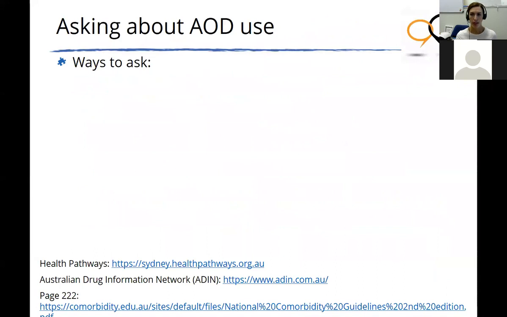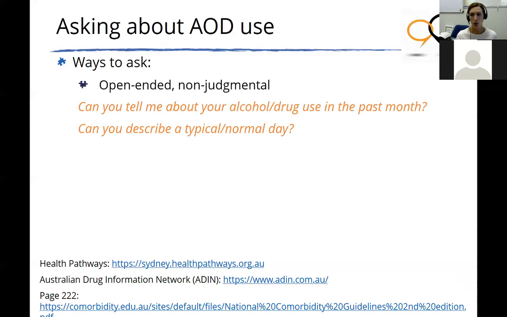But if clients are asked directly about their AOD use in a non-judgmental way, with open-ended questions within a therapeutic relationship, they're more likely to talk about their use. So health workers can access information to help them respond to a client who reports problems with substance use, for example, Health Pathways if you're in the CESPIN region, and the Australian Drug Information Network or ADIN for information on services.